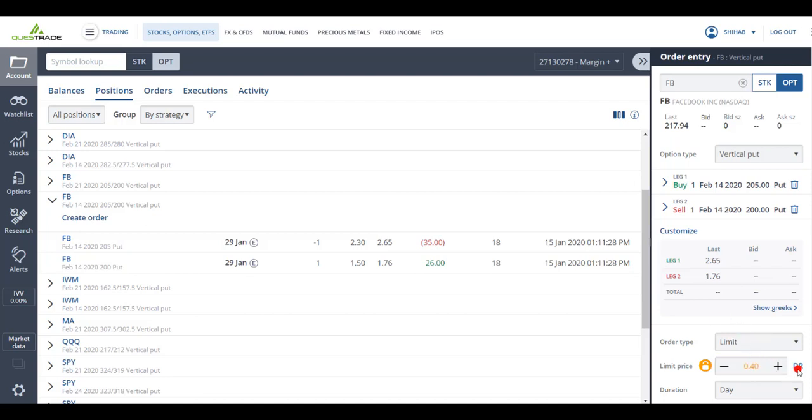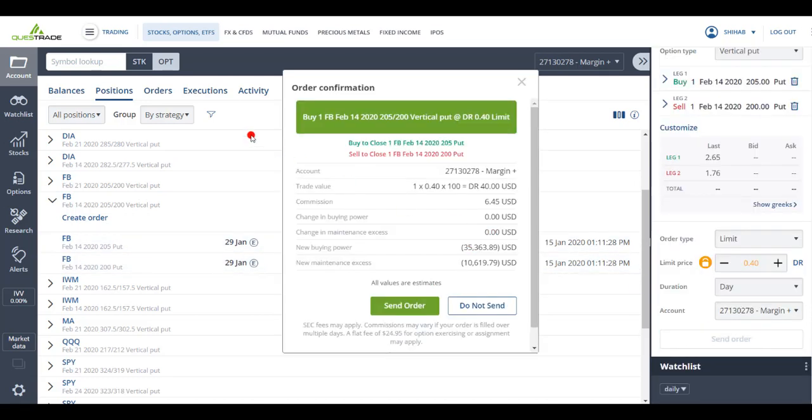So as you can see here, it's a debit. So when I opened the trade initially, it was a credit. Now I'm closing the trade, it's a debit because I already own it. I'm already in the trade. I click send order. You can see that now it's buy to close, sell to close. Before it was sell to open, buy to open. Now I'm closing the trade. I no longer have the risk of the options.